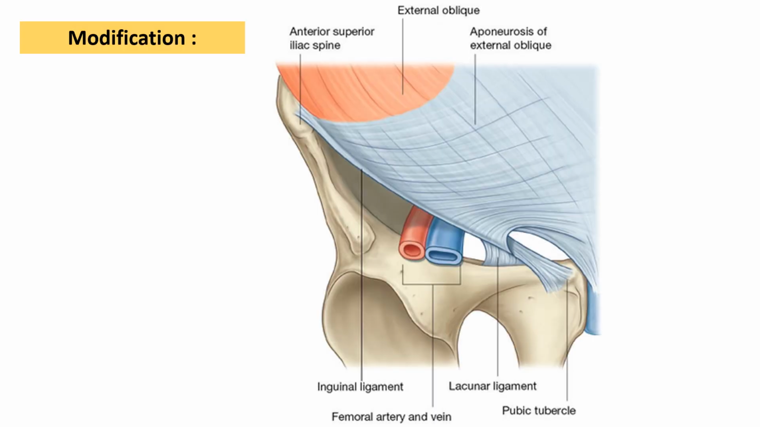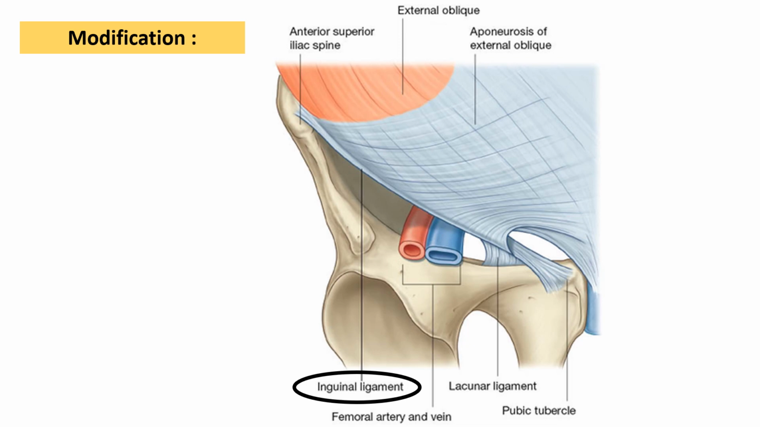Today's class, we have seen the origin and insertion of external oblique muscle. We'll proceed with the modifications of this external oblique aponeurosis. When you observe the lower border of external oblique aponeurosis, it is not simple. It becomes thickened and grooved, having a grooved upper surface. This thickening is called the inguinal ligament.